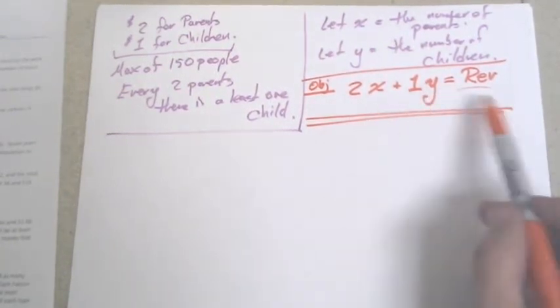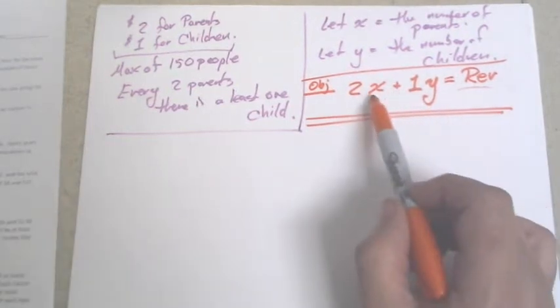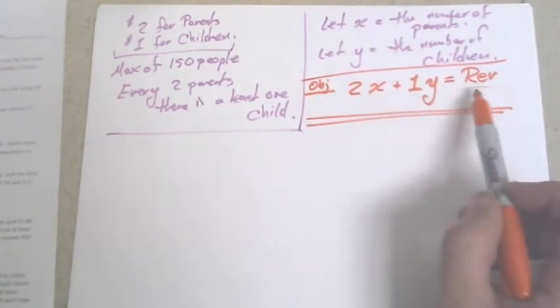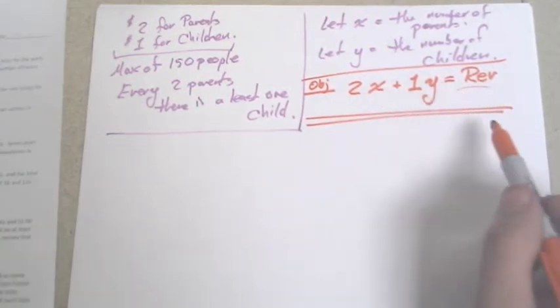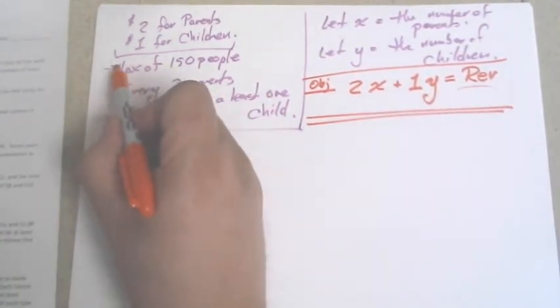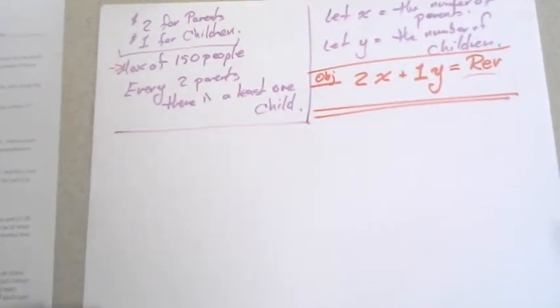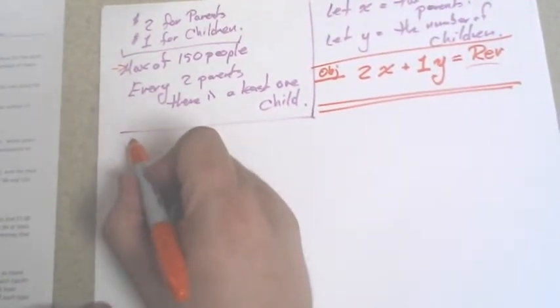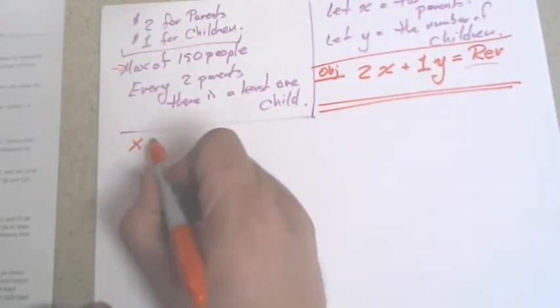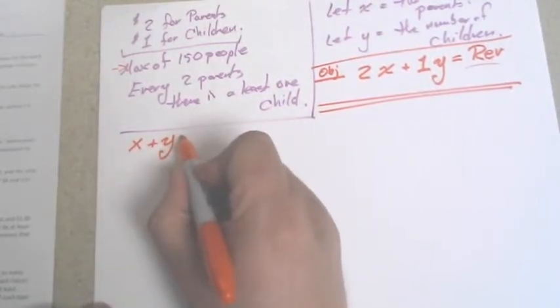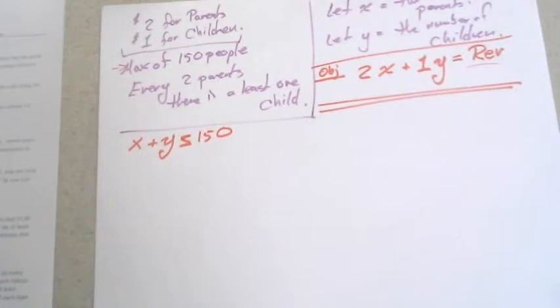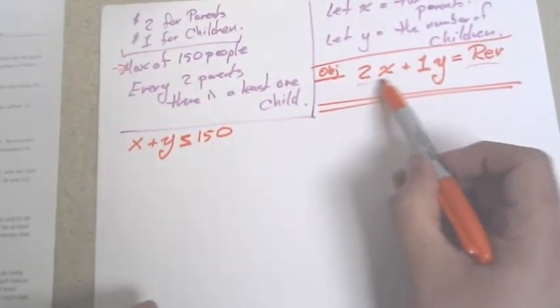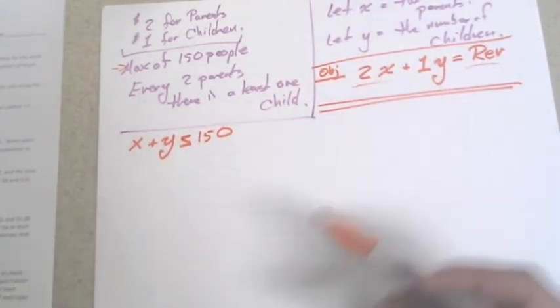Now, if we wanted to make as much revenue as possible, heck, have 1,000 parents come in and 10,000 kids come in, and we're going to make a whole bunch of money. But we have some constraints. The maximum number of people that we can have is 150 people. So our number of parents plus our number of children must be less than or equal to 150. Now still, we get more money from parents, so why not just have all 150 be parents?